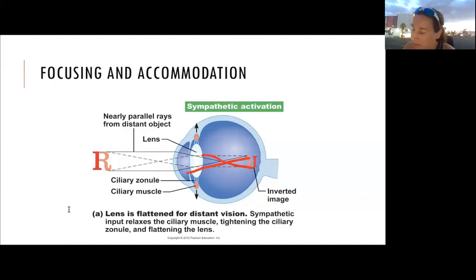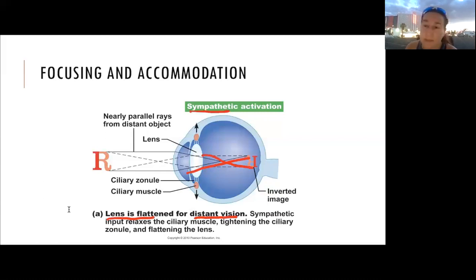So your sympathetic is built for distance, looking at things far away, because back in the day we weren't always the top predator. We evolved with other predators, and so we needed to be able to see those guys at a distance. Is the lion on the plains coming to eat me? So we need to see things at a distance. That is the sympathetic activation. The lens is flattened, and it helps us see at a distance. The ciliary muscles are relaxed.